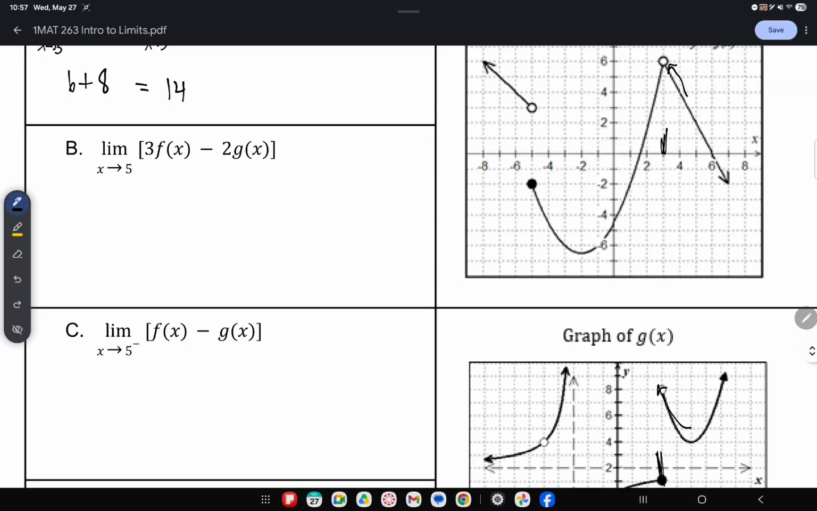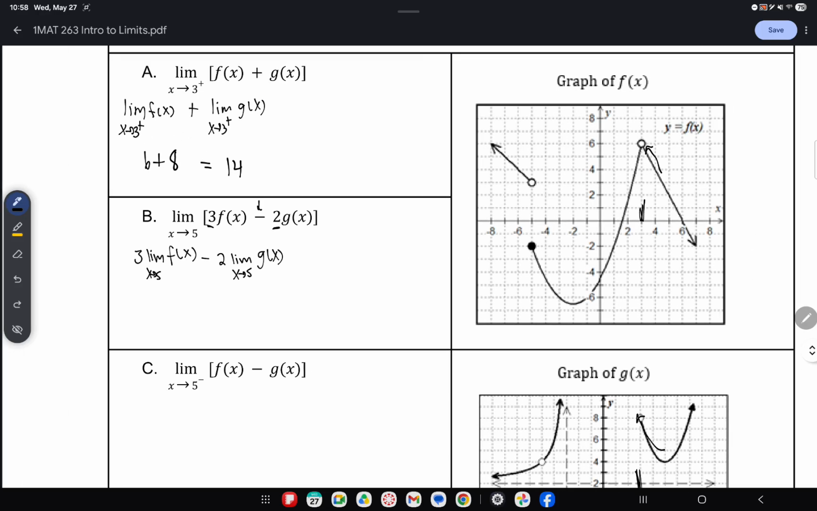All right, for the purpose of these notes, I am going to separate out in one step these limits. So I can separate it with that subtraction. But then within that subtraction, I have numbers out front that I can pull out almost like a GCF in a way. So I can say this is 3 times the limit as x approaches 5 of f of x minus 2 times the limit as x approaches 5 of g of x.